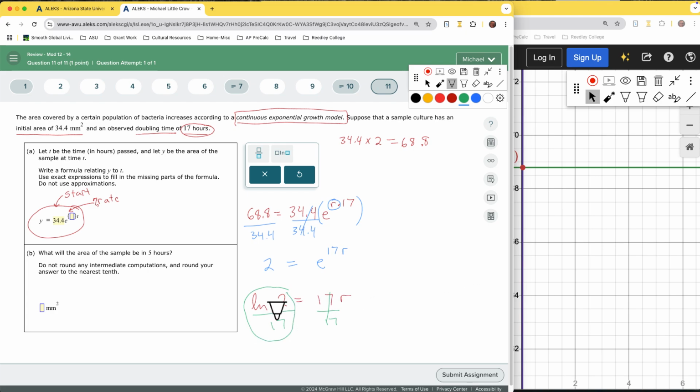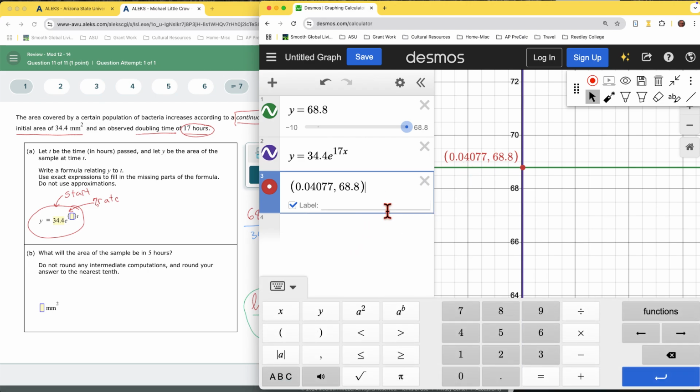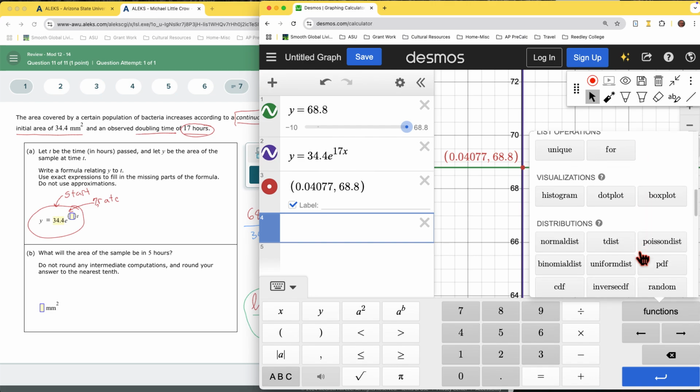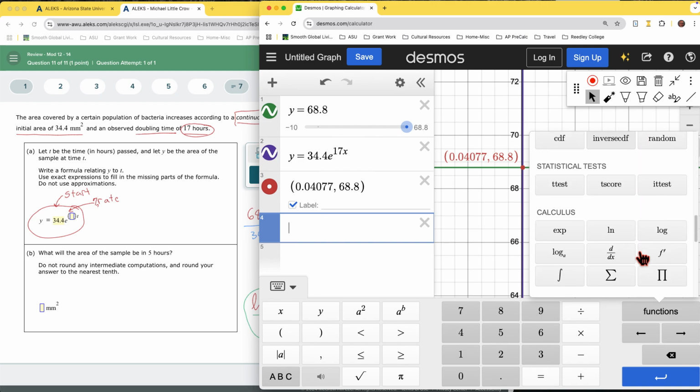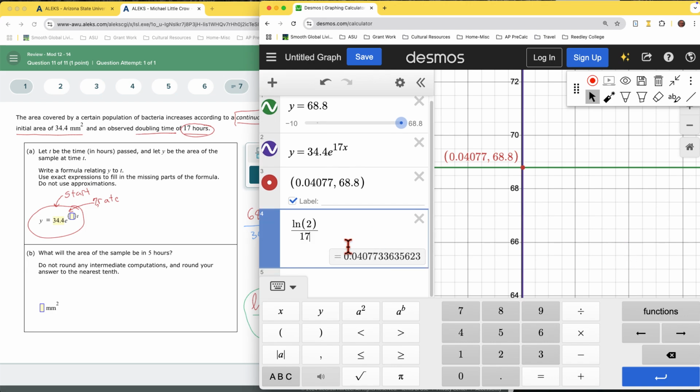And what you're going to see is if you put this in, it's also going to be 0.04077. So one way to do this, we come up here, right? Put in the natural log of 2 divided by 17. And that's the same value. So we know we're on the right track, right? We got this long one, but hey, we got the same decimal answer, but this is the answer they want, the exact answer.